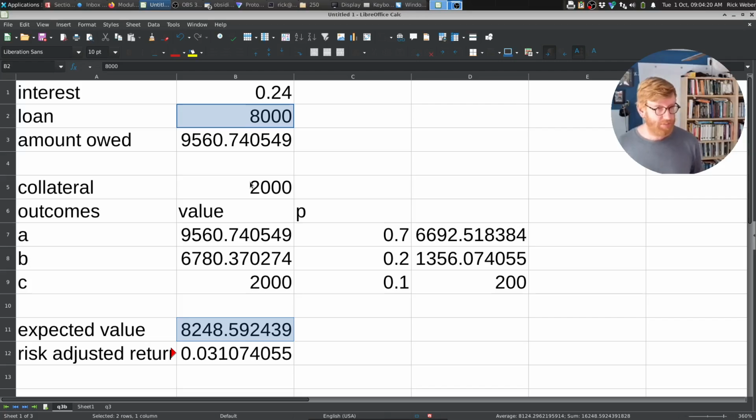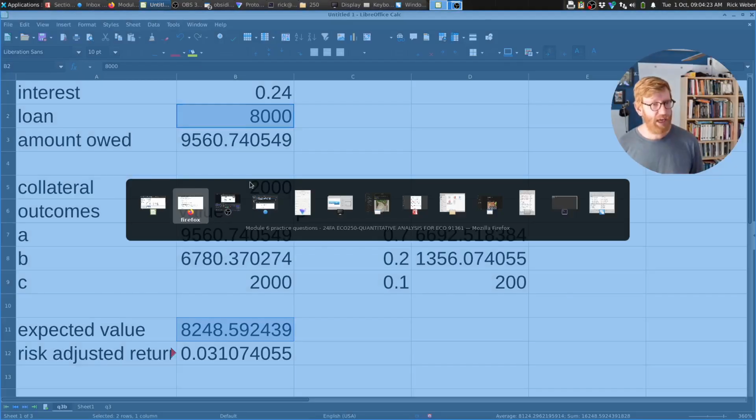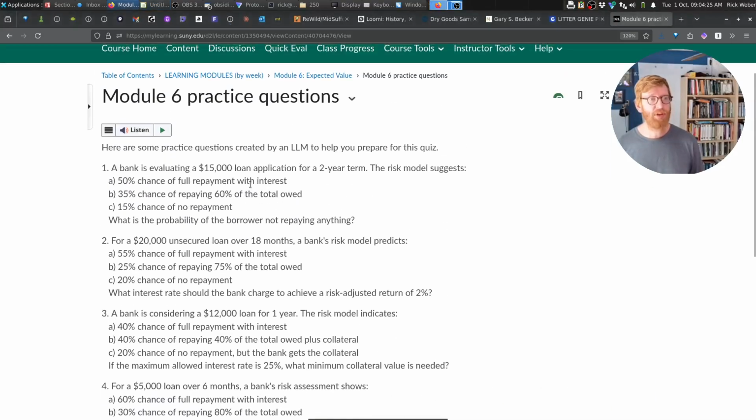All right, so I think that should be more than plenty of practice for this module. If you can make sense of these, fiddle with the numbers, see what happens, and wrap your head around this spreadsheet and make your own version of it, you should have no problem with this quiz.